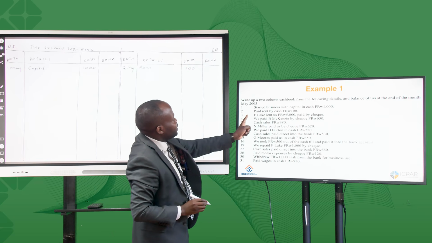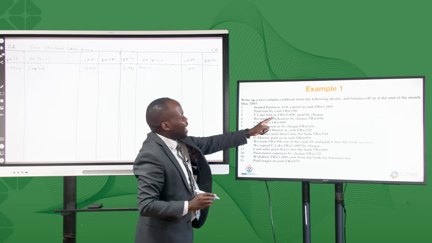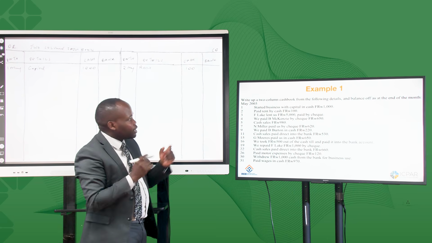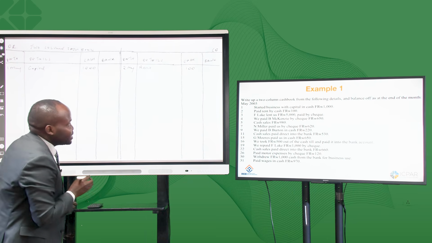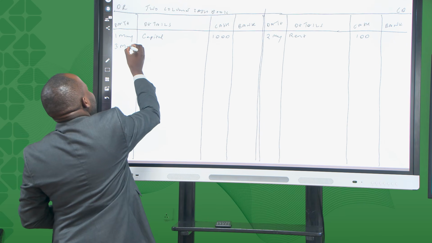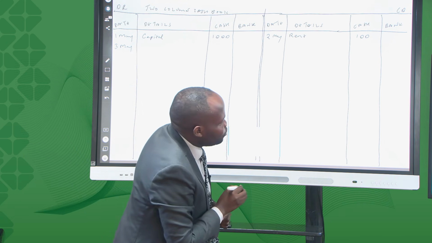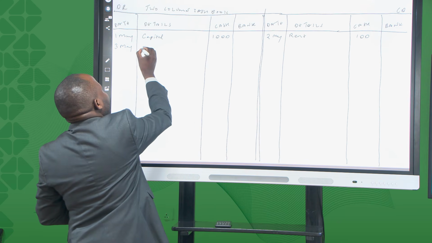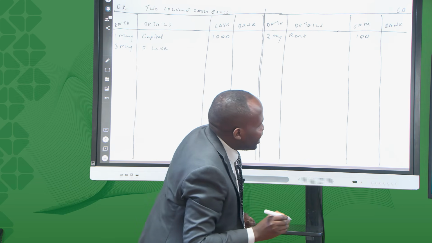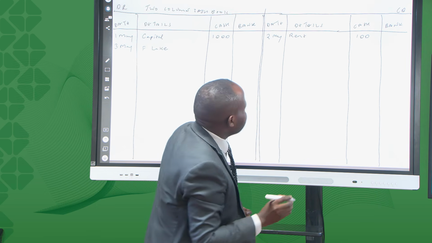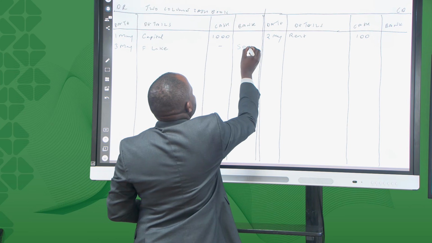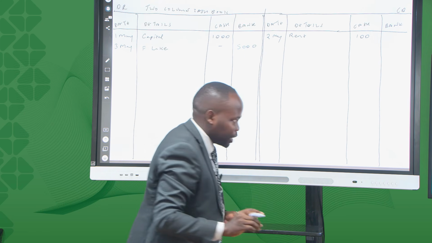The next date, F. Lake lent us 5,000. Lent means we borrowed from that person. So we borrowed, that is the next date, 3rd May. If we borrow, it's a receipt. What is the name of that person who lent us? F. Lake. F. Lake lent us how much? 5,000 paid by check. So he lent us 5,000 paid by check. So it goes to the bank if it's a check.